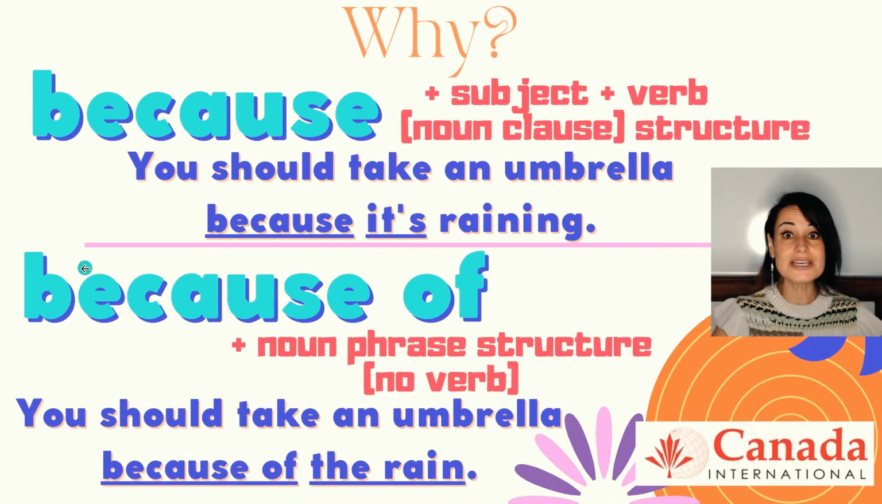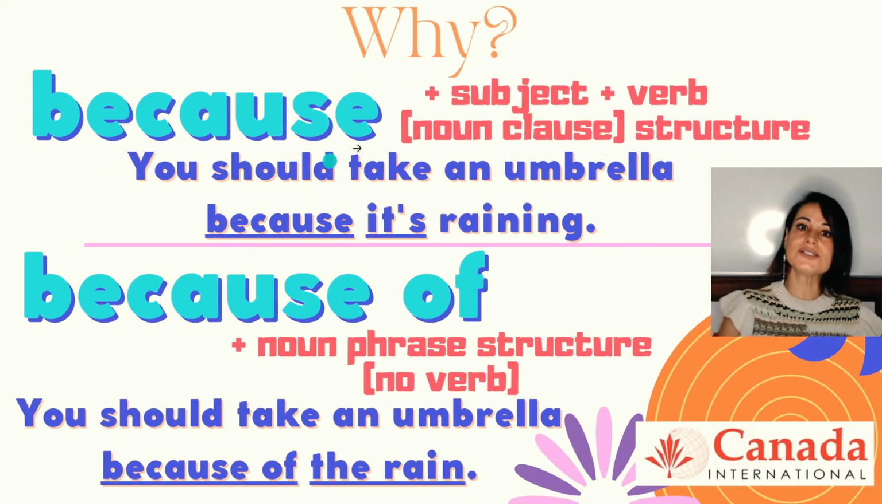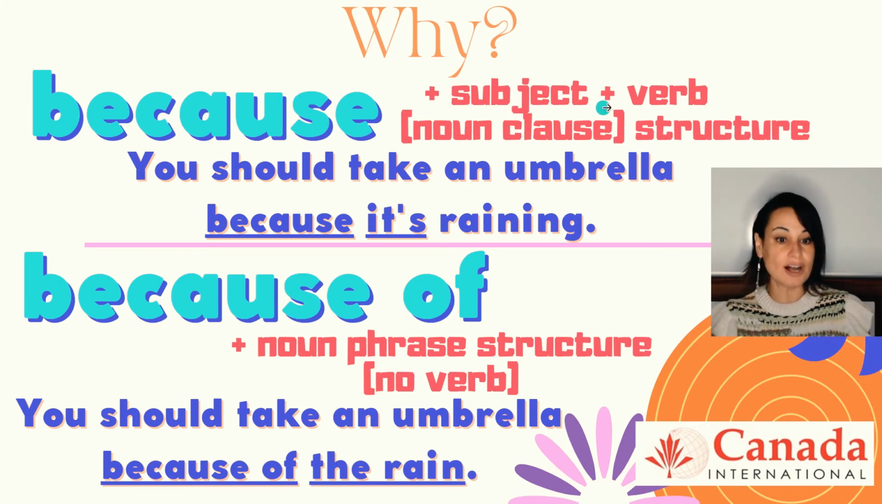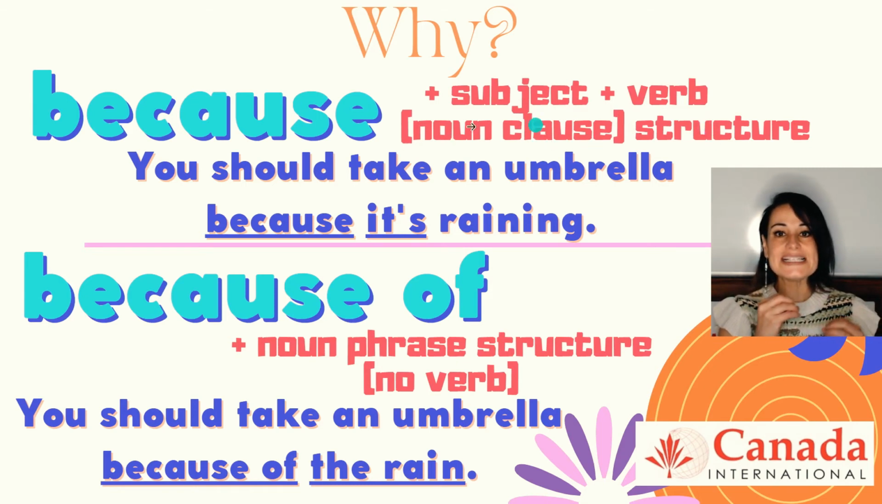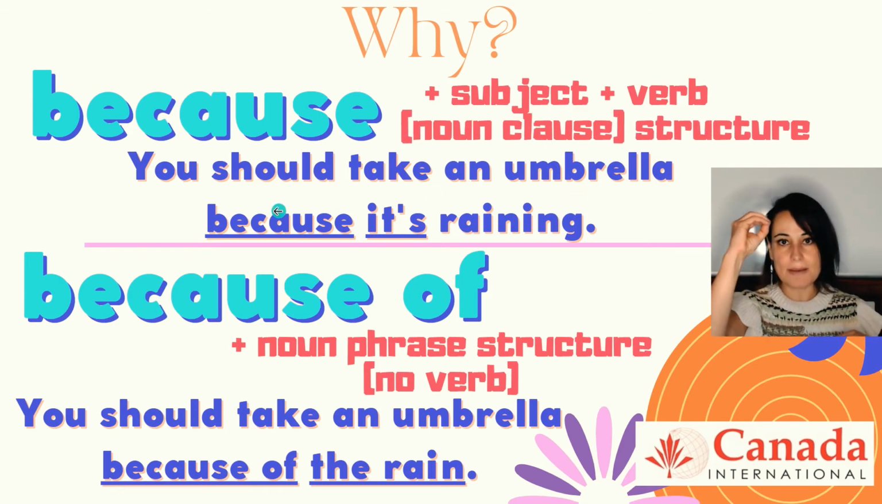Next, when we want to give reasons why, we usually use because or because of. So because, we have to follow with the subject and verb structure. That will be like a noun clause, okay? So you should take an umbrella because it's raining. Remember, it apostrophe s is it is, okay?